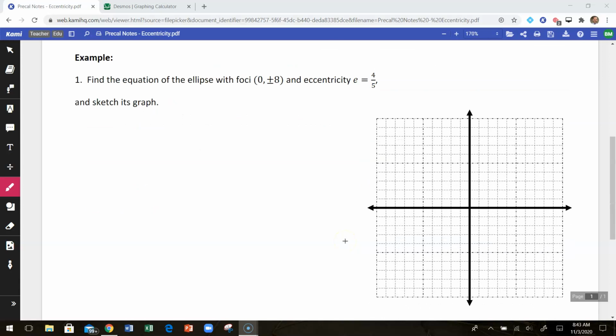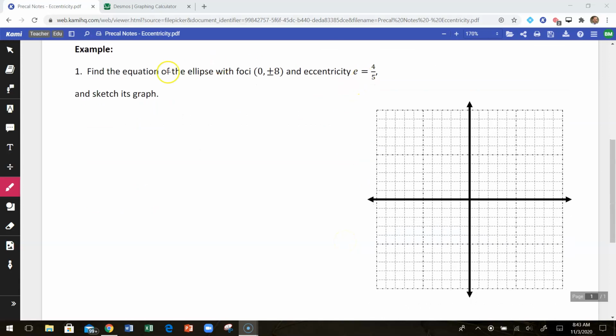So I'm going to jump into an example. If I know something about the eccentricity, can I figure out the equation? And then can I sketch the graph? Okay, so what I know right now is that the foci are at plus and minus 8, comma 0. Okay, so the foci satisfy that equation, c squared equals a squared minus b squared. And then recall that a squared and b squared are the numbers underneath x squared and y squared in our equation.